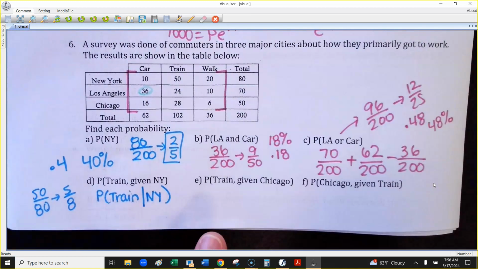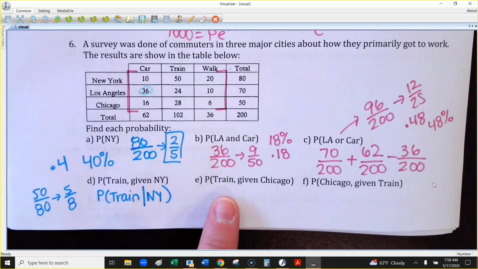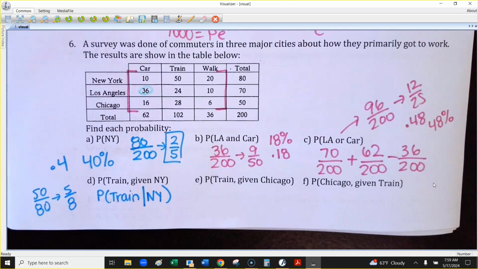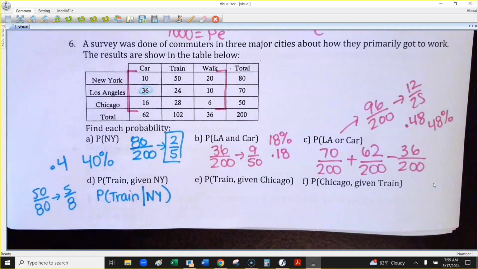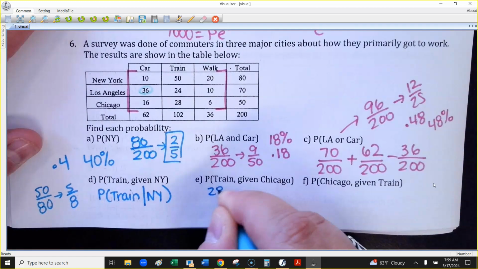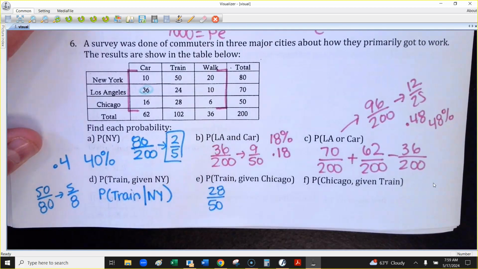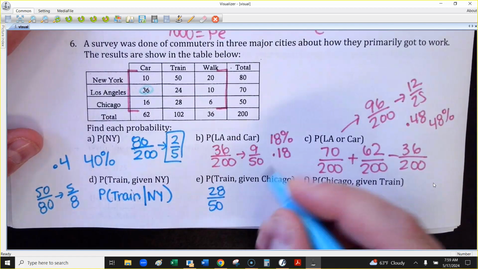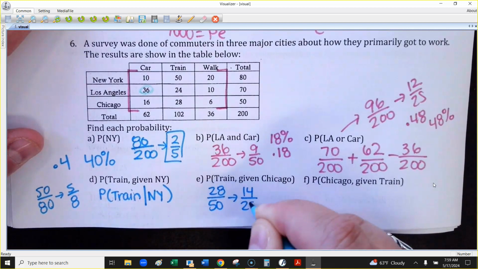Now, what's the probability the person rides the train to work if you know that they are from Chicago? How would I set that one up? So given they're from Chicago, they take the train to work. What would that fraction be? Say that to me one more time. Yes, perfect. I don't know if that is reduced. Let me look. All right, so we got 14 over 25 for that one.